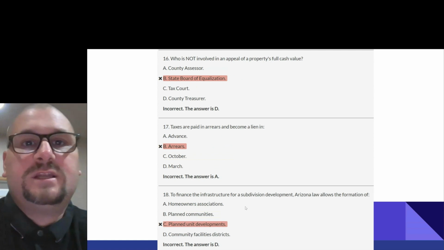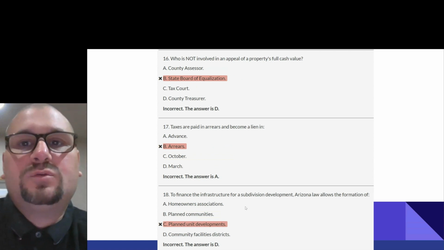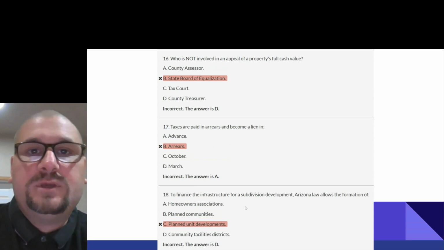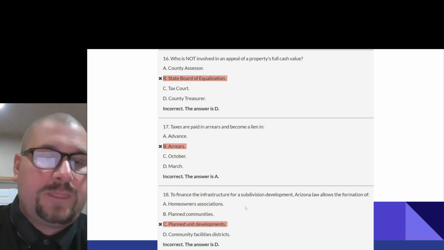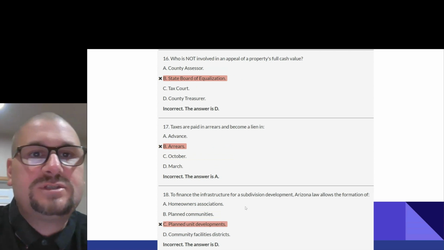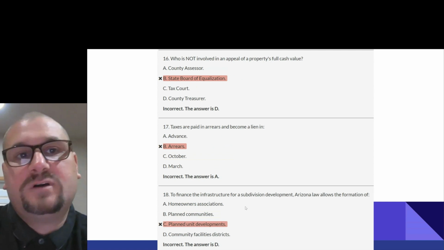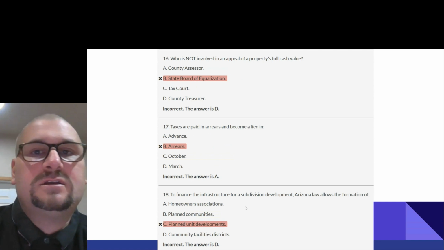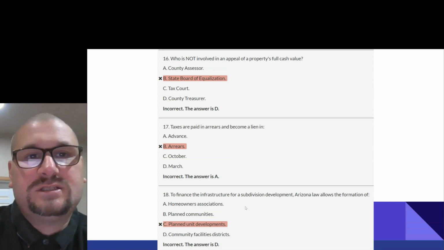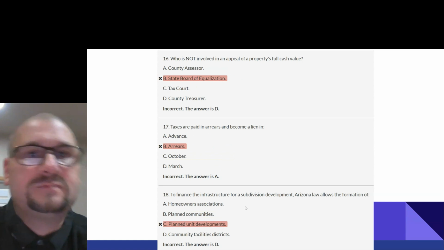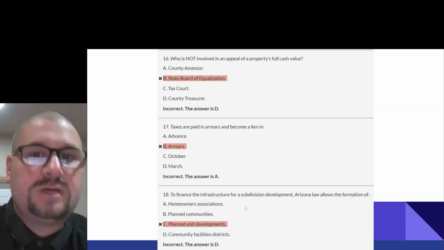Who is not involved in an appeal of a property's full cash value? D, county treasurer. So the county treasurer is not involved in an appeal of a property's full cash value. Who is involved? Is it the county assessor? Yeah. The state board of equalization? Yes. The tax court? Yes. Is it the county treasurer? No.